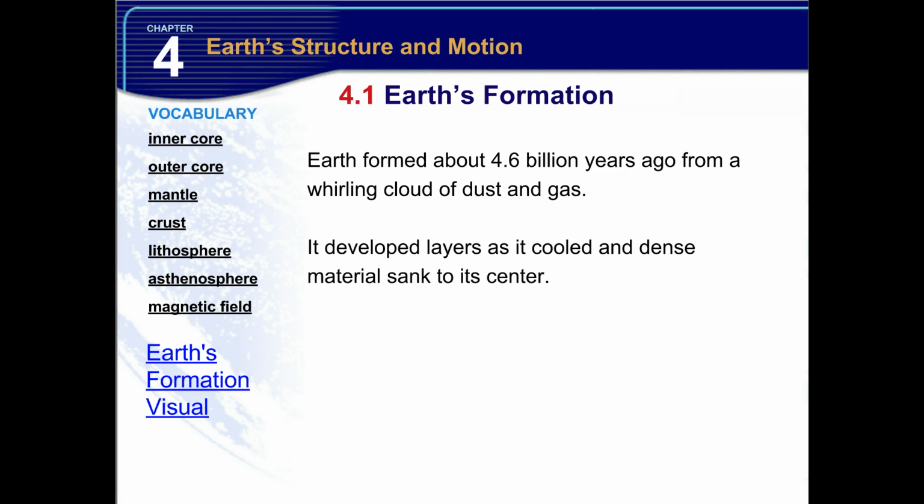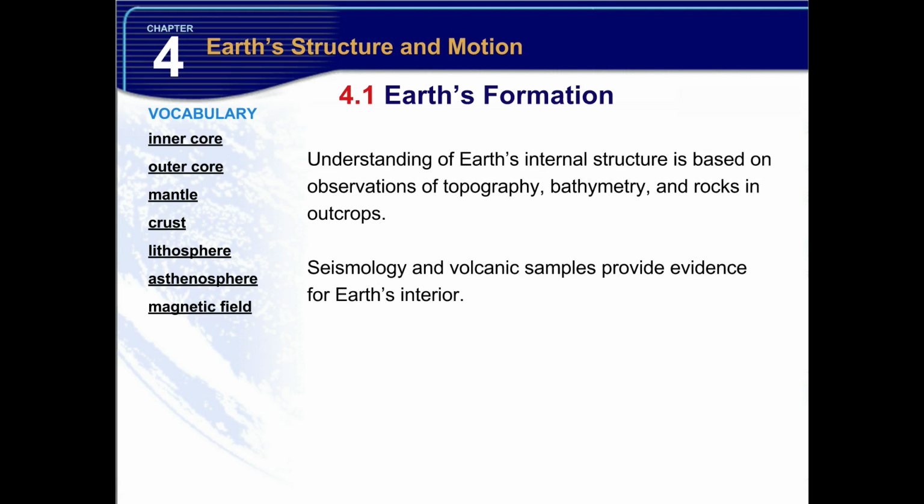Earth formed about 4.6 billion years ago from a nebula, which is a cloud of gas and dust. It developed layers as it cooled and dense material sank to its center. It coalesced. Our understanding of Earth's internal structure is based on observations of topography, that's land on the surface of the geosphere, bathymetry, that's the study of the bottom of the oceans, and rocks and outcrops. Seismology, the study of earthquakes, and volcanic samples provide evidence of Earth's interior.